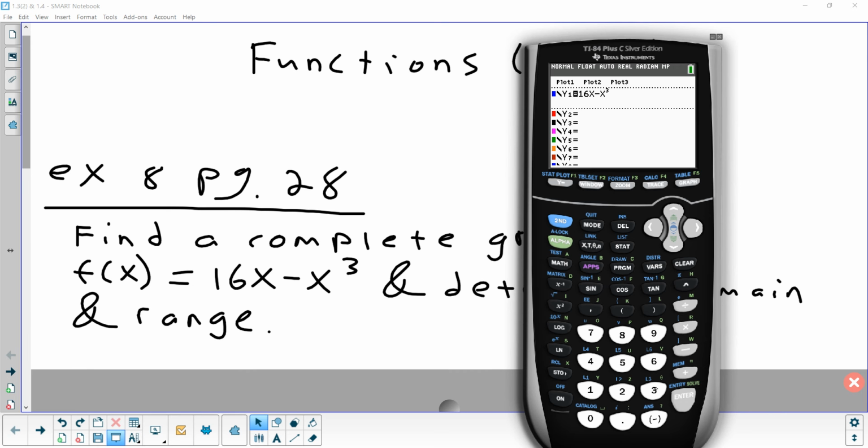Now, a lot of times, just to start it off, we do zoom, and then what zoom do we usually pick as our starting point? Yeah, we usually do zoom 6. That's a standard window of negative 10 to 10 on the x and on the y-axis. So let's do zoom 6. And you guys should get a graph that looks something like that.